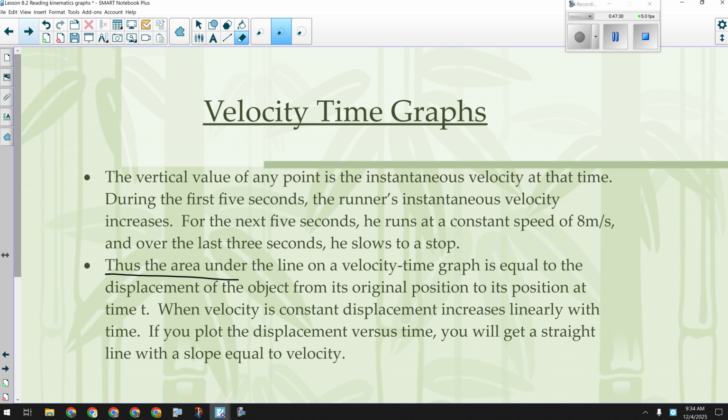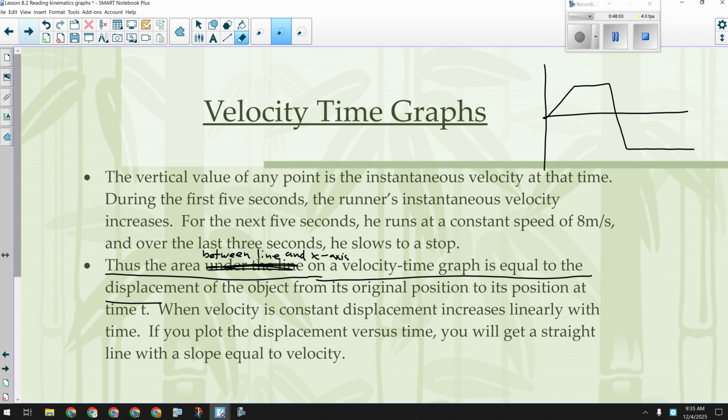Actually, it shouldn't say under the line, okay? It should say between the line and the x-axis. And the reason I say that is because if you have a graph where the x-axis is in the middle and your graph goes like this, you don't want to calculate the area under the line. You want it between the line and the x-axis. That is going to be the displacement of the object. So that's an important one to remember.